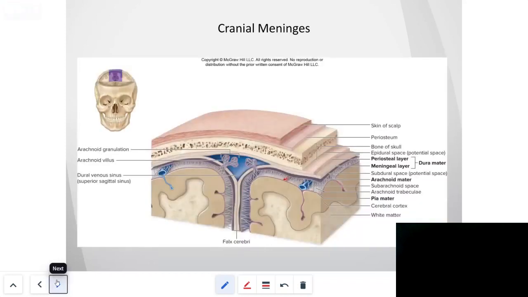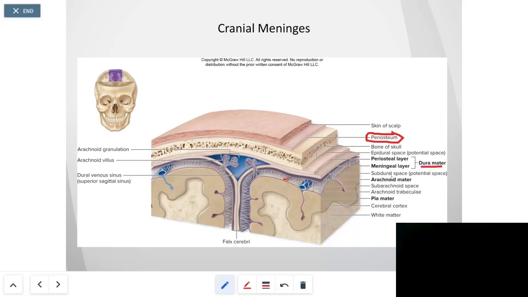Here's a picture. If you zoom into an image, you'll see this nice little cartoon, a cross section of the cranium. You can see the skin of the scalp. Right below it, you'll have a thin layer of the periosteum. Periosteum is the outer film of any bone. Then underneath that layer, you have the bone itself, the cranium, so whatever, frontal bone, temporal bone. And right below that, you're going to have the dura mater, which we just talked about.